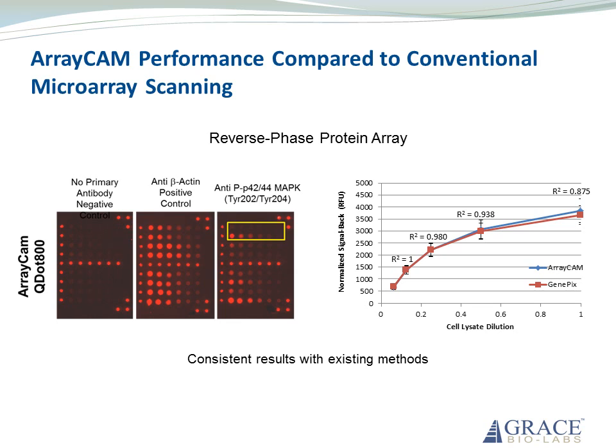For example, we've taken existing RPPA methods and used QNPs instead of standard fluors. We see the same expected selectivity and sensitivity for various cancer biomarkers with these assays. With ArrayCAM, we see comparable signal intensities and assay dynamic range as with standard microarray scanning. This was accomplished with ArrayCAM at a fraction of the price and time for conventional scanning.